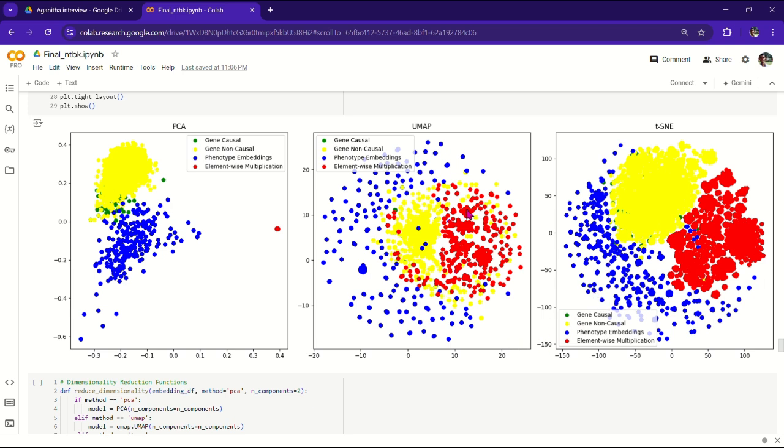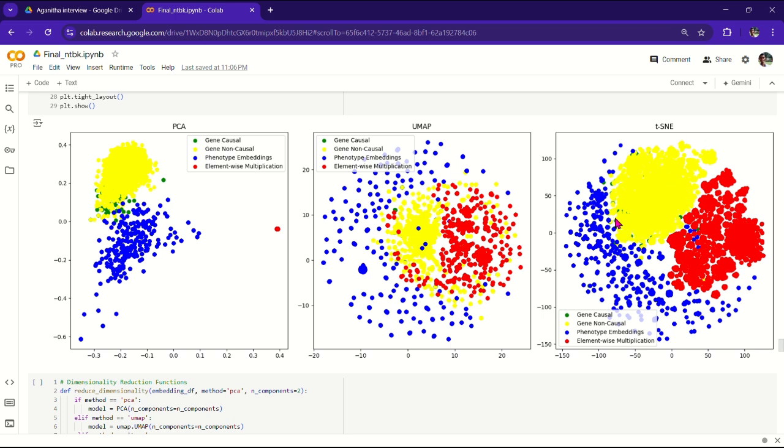So here, when we took the element-wise multiplication of the gene and phenotype data, we can see the non-causal genes, causal genes, and the phenotype embeddings. We plotted all four. We can clearly see phenotype embeddings are distributed across the plot, but element-wise multiplication embeddings are overlapping with our genes. So here it is doing good, but not very well, because causal genes are not close to the element-wise multiplication.